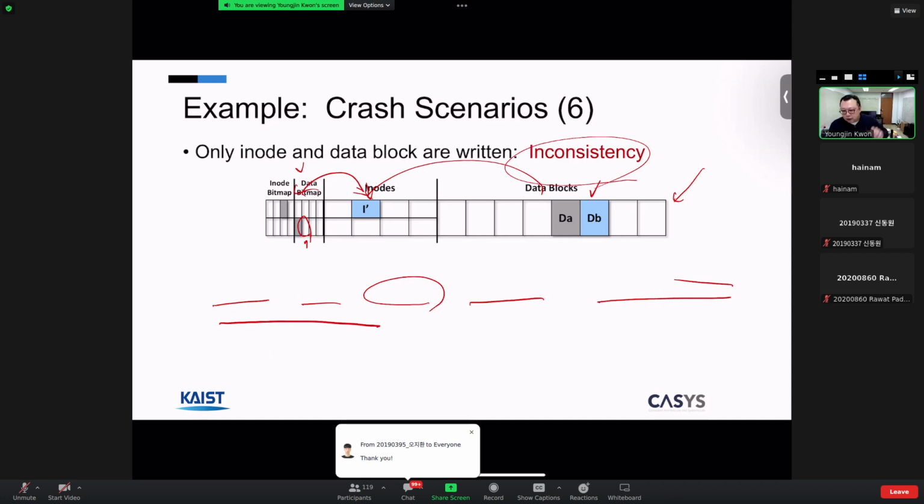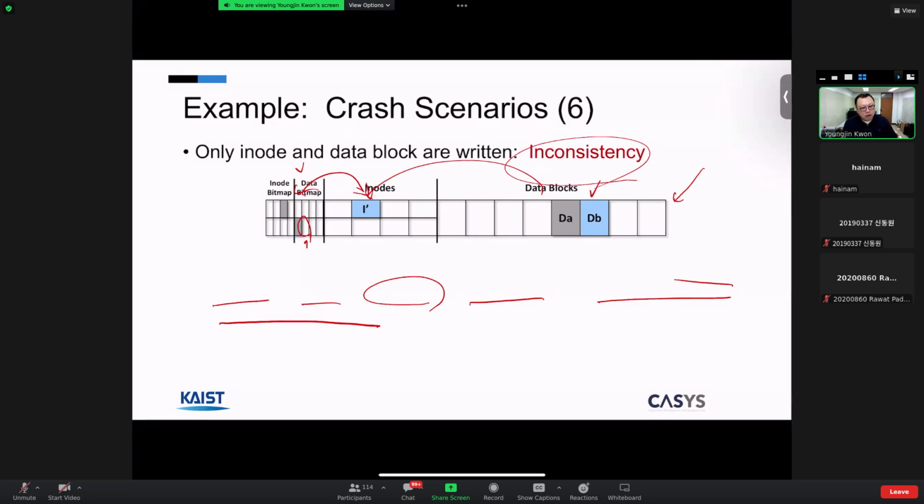Any other questions? If the data bitmap and the inode are updated, will there be no inconsistency regardless of updating data blocks? No. If the data bitmap and the inode are correctly and consistently updated, then there is no case of inconsistency. Any other questions? Okay, so this is clear.